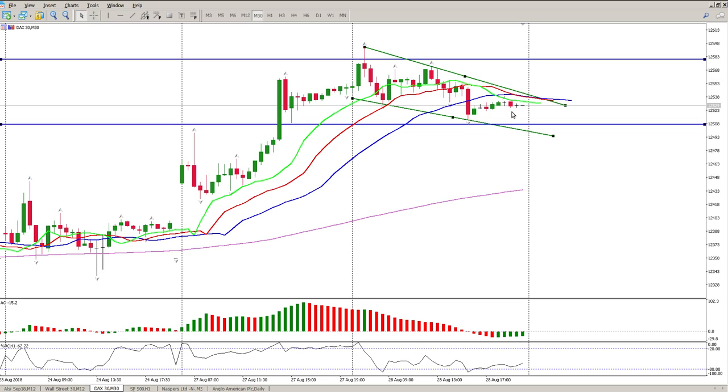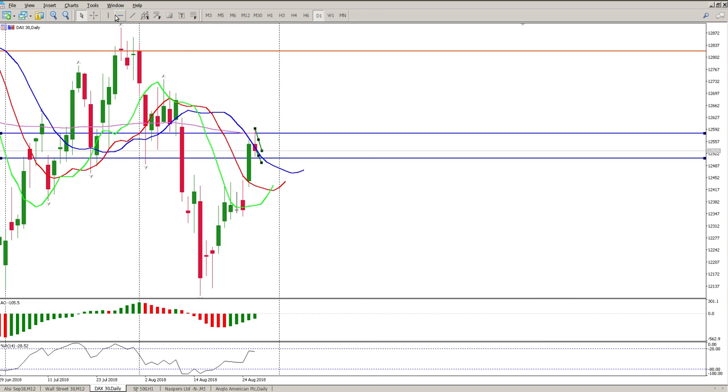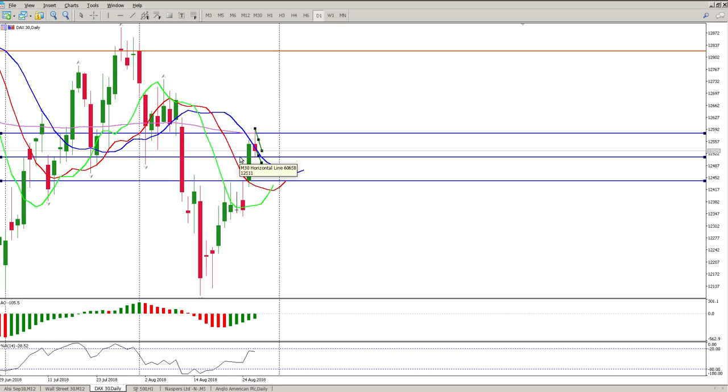If we do break to the downside, in theory, we could come all the way down again, back down to 12,442. That is a possibility. And I think a break below the low of yesterday, which we're just going to line up there, which is going to be 12,511, would then give us an indication that we've got some downside coming.